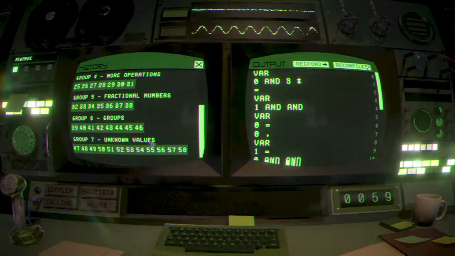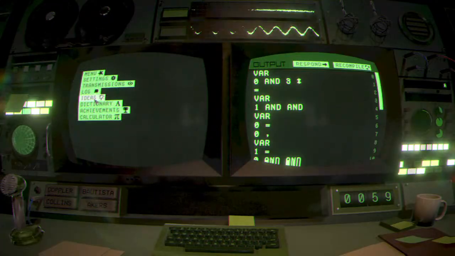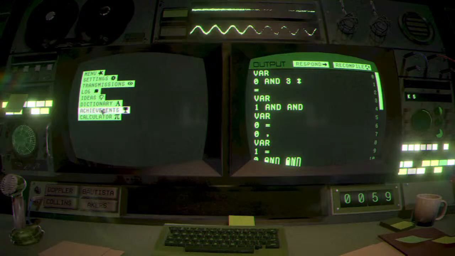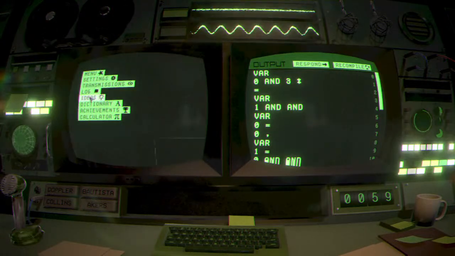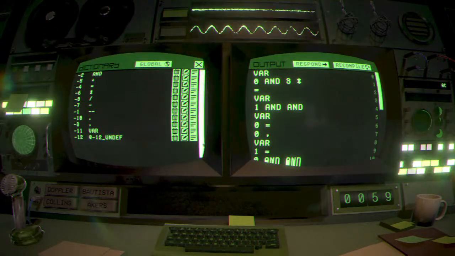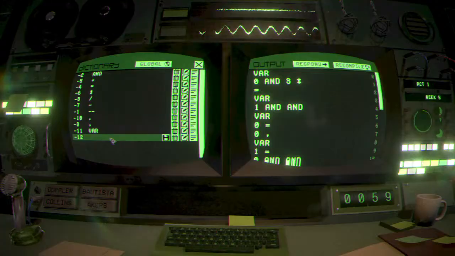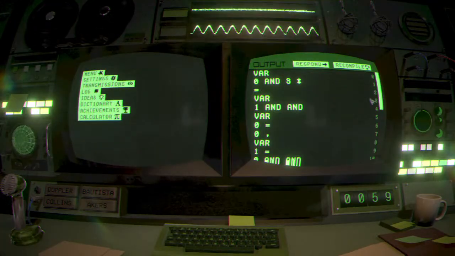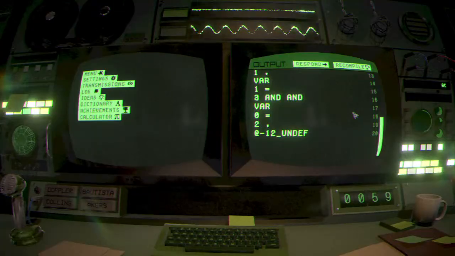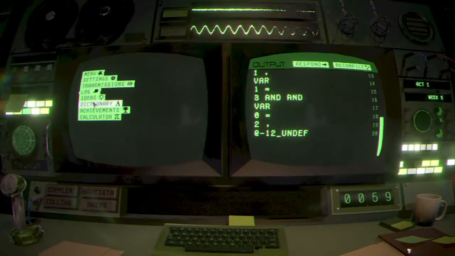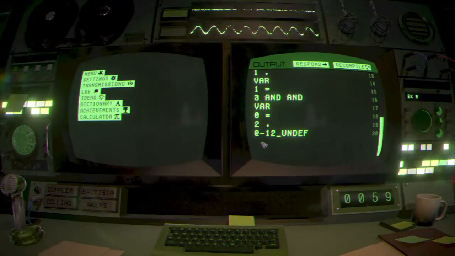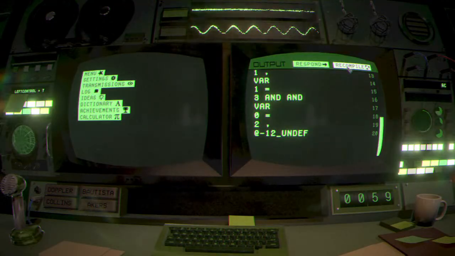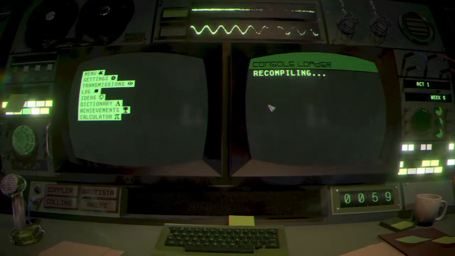Unknown values. I'm pretty sure this one's like fill. Or, well, it says unknown values because it's saying the missing value. That's why I said fill. I don't know.